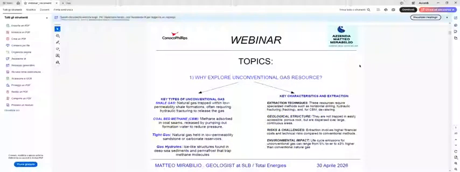So the first topic is why explore the unconventional gas. What does it mean? Typical unconventional gas is shale gas, natural gas trapped in low permeability shale formation, which often requires hydraulic fracture to release the gas. The first type is shale gas. We can also have coal bed methane: methane absorbed in coal seams, released by pumping out formation water to reduce pressure.